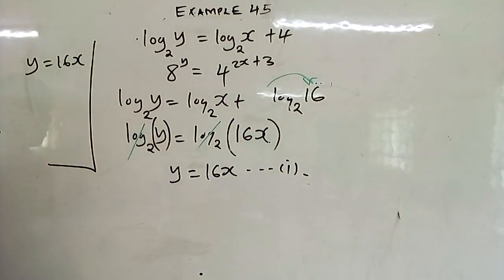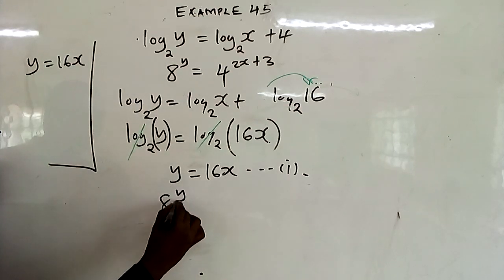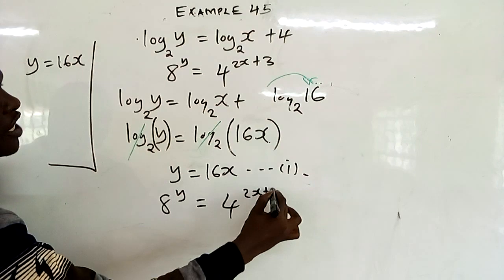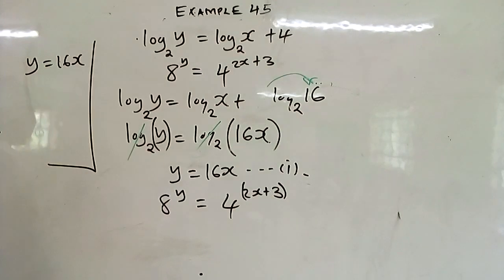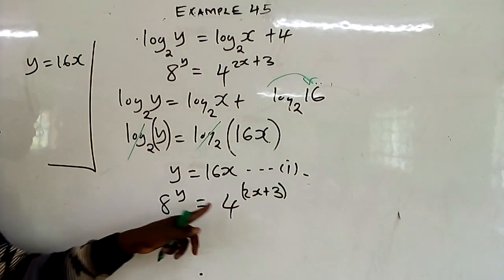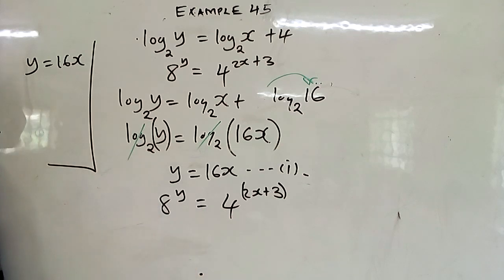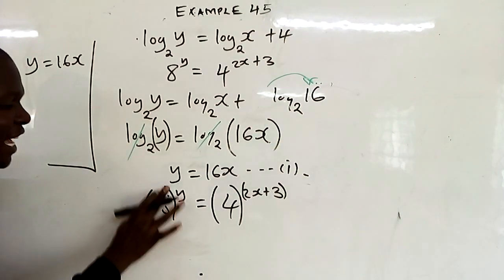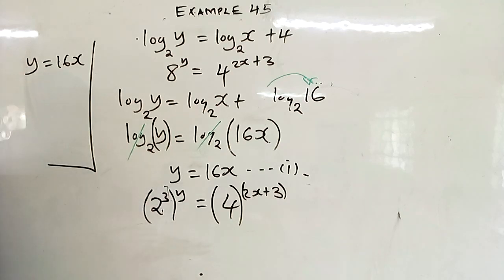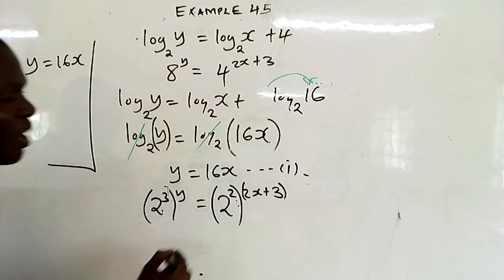Equation 2, you go to the second one. The second one you have 8 raised to power y is equal to 4 raised to power 2 plus 3x. You can make the 2 plus 3x one thing. What do you see here? Both 4 and 8 can be factorized to have base 2. You see a way whereby you are able to get it very fast without straining. Remember 8 is the same as 2 raised to power 3, and 4 is the same as 2 raised to power 2.